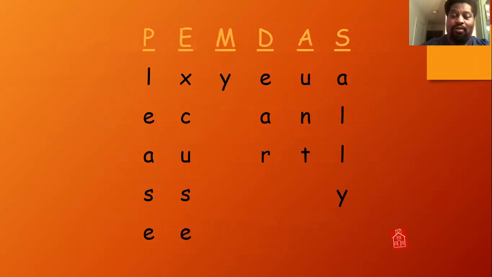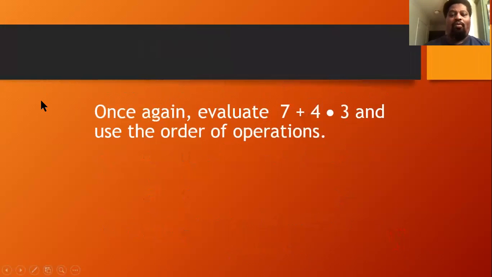Just please excuse her. So when you look at "please excuse my dear Aunt Sally," you'll see the P is going to stand for parentheses, the E for exponents, M for multiplication, D for division, A for addition, and S for subtraction. Once again, let's evaluate 7 plus 4 times 3 and use the order of operations.